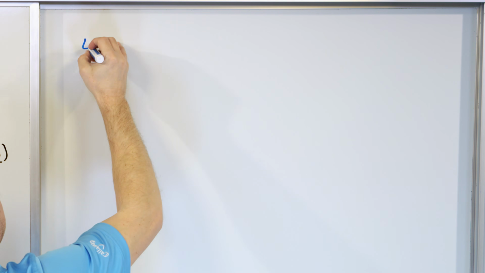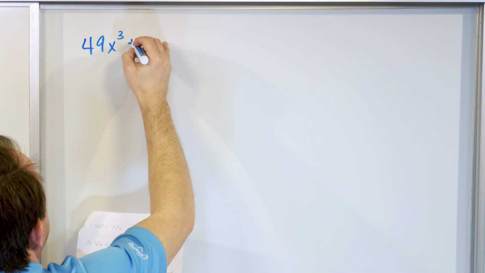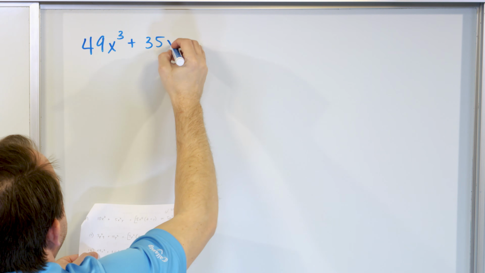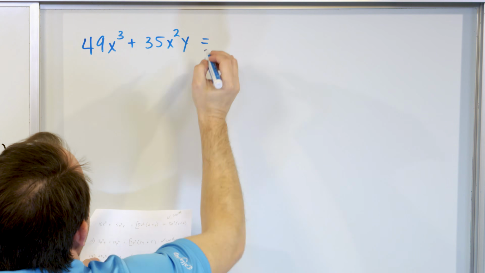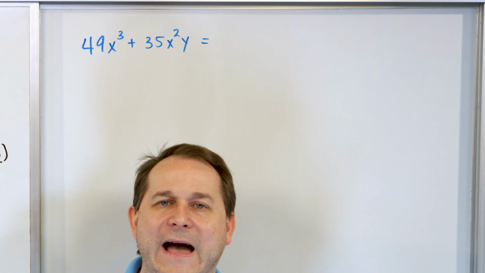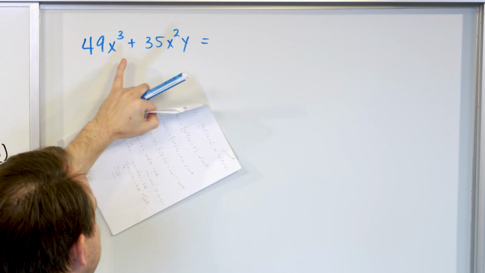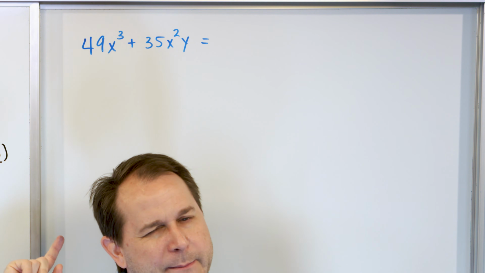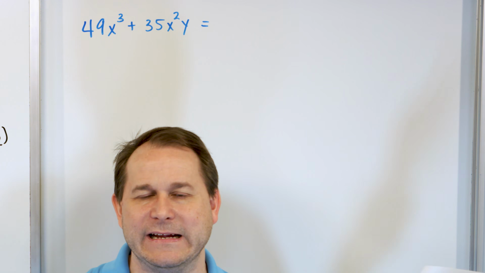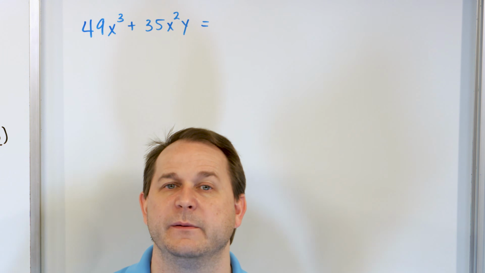All right, let's take a look and switch it up a little bit. What if we have something like this, slightly larger numbers: 49x cubed plus 35x squared y. And I tell you, factor that. Now you have to kind of get good at looking at numbers and figuring out the factors of numbers right away. But whenever you think about your multiplication tables, 49 and 35, immediately you should start thinking about your multiplication tables. What can be divided into both of those numbers? The biggest whole number that can be divided into those numbers, that's going to be the biggest factor.